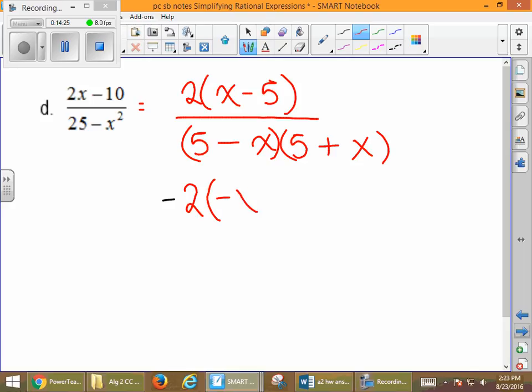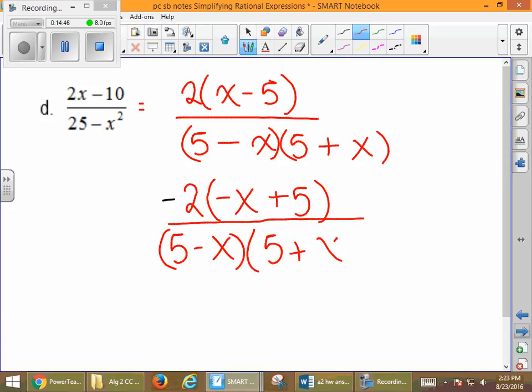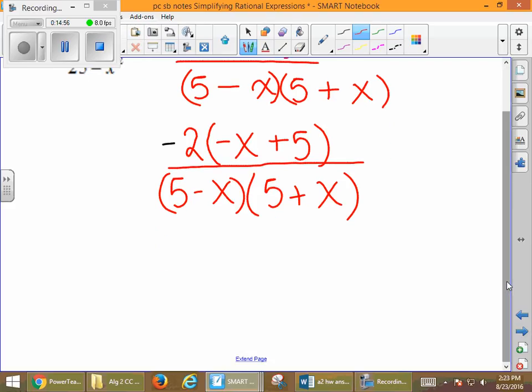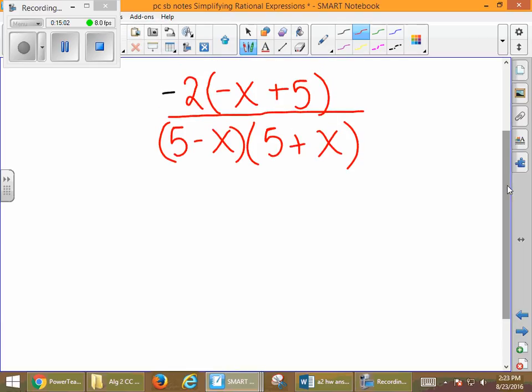We can make this negative x. Negative 2 times negative x gives us positive 2x. Negative 2 times positive 5 gives us negative 10. And down here we still have 5 minus x and 5 plus x. Now at this point, some of you can cancel out. You don't need to do the next step that I'm going to do. But just so that they all look alike, because like I said before, for some people, math is simpler than others.